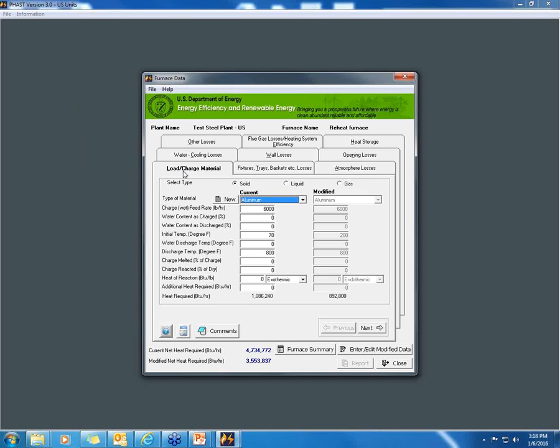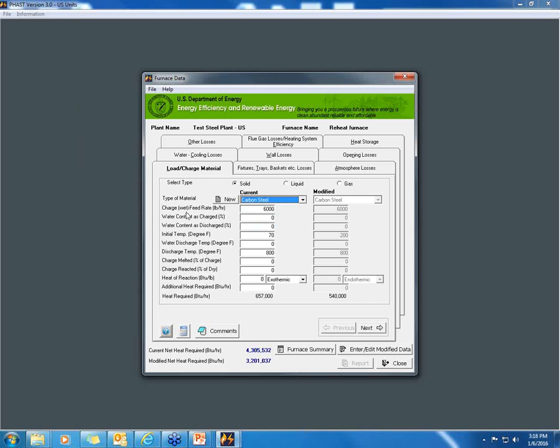So very quickly, let's look at, for example, what kind of data is needed to quantify the theoretical heat energy needed to, for example, heat steel, melt aluminum, or reheat steel material. If you look at what we are asking here, select type of material. Is it solid, liquid, or gaseous material? Let's say we want to do calculations for steel, so that is actually solid. From the drop down menu, let's say it's carbon steel.